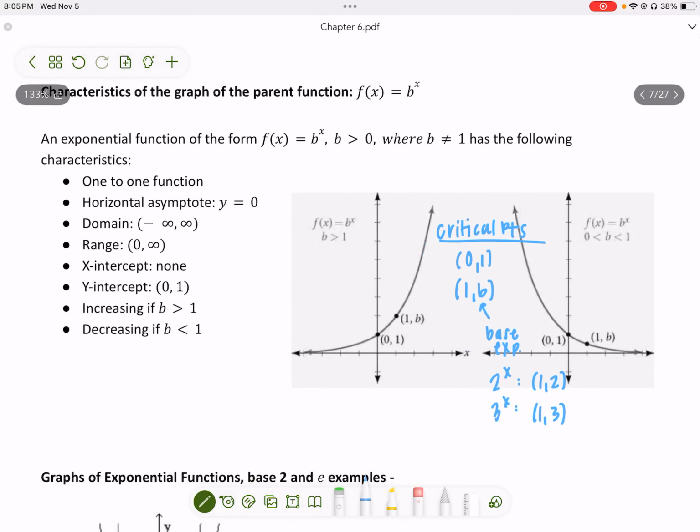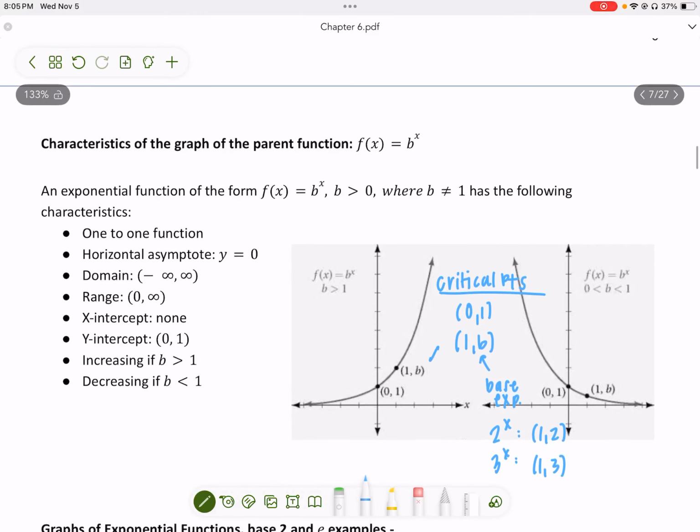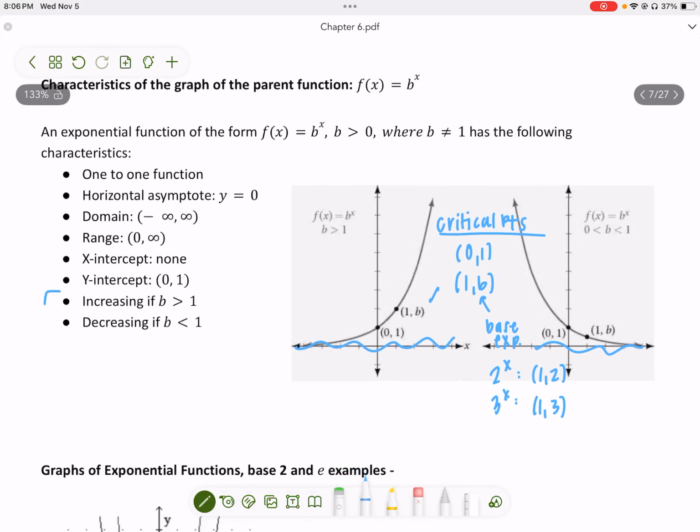Some other things to note, we've already talked about, domain is all real numbers. The range is limited, starts at 0 and goes up. It doesn't have an x-intercept because it's never touching this axis unless it's transformed. We'll talk about that later. And then the one thing that we haven't talked about yet is that it's increasing if the base is positive, and it's decreasing if it's between 0 and 1. So basically, if it's like 1/2 to the x or something like that, it would be a decreasing function.